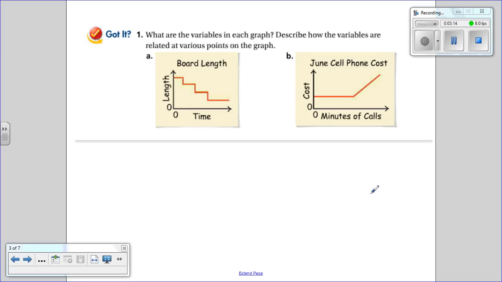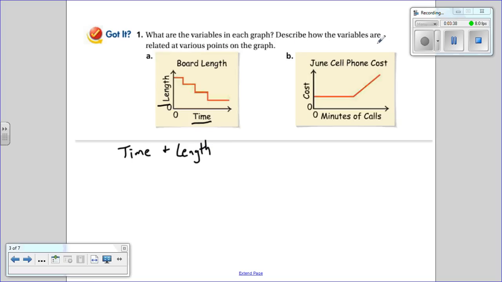Okay? So here are two more. So first off, what are the variables in each graph? So the variables in the first graph are time and length of your board. Okay, so your variables are time and length.